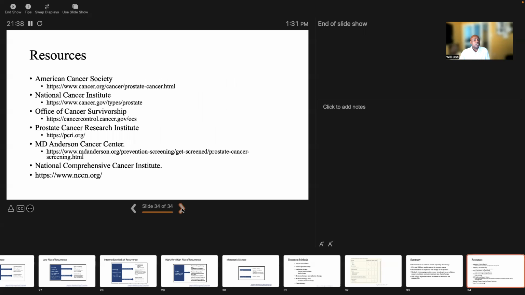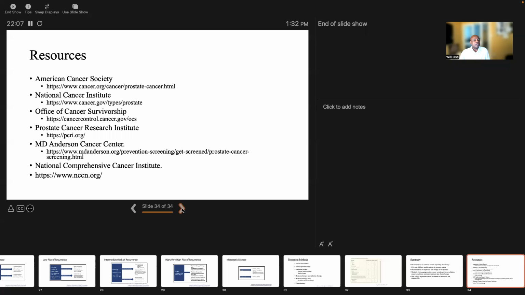There are several resources out there for patients who have a need to get reputable information about prostate cancer. The American Cancer Society, the National Cancer Institute, the Office of Cancer Survivorship, and the Prostate Cancer Institute are all reputable organizations with good information at their websites.